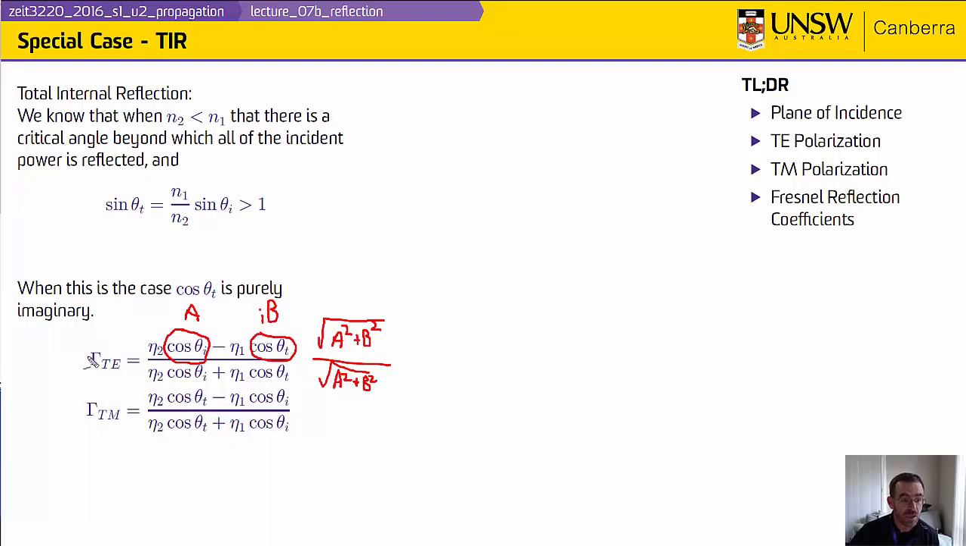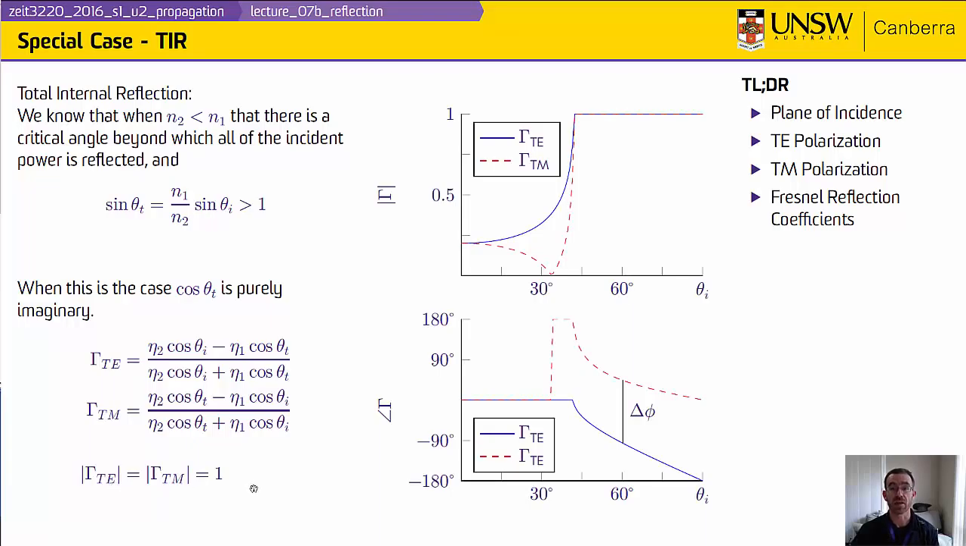Okay. So the magnitude of gamma TE and the magnitude of gamma TM are both going to be equal to 1. And we see that play out here. And so what I'm showing you here is an example where I've computed the reflection coefficients for TE and TM polarization for the opposite of the case that we just saw. So this is going from glass into air instead of from air into glass.